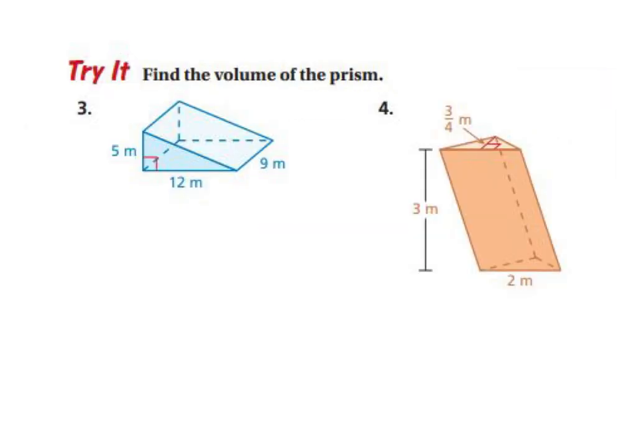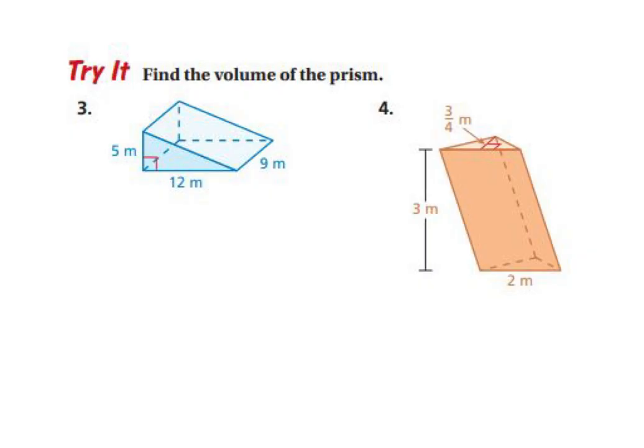Here are your two try-its. Find the volume of the prisms. Again, remember to find the base of the triangle part, multiply by height. And for number 4 there, even though it is slanted, your triangular prism is at an angle, you are given the total height being 3 meters.